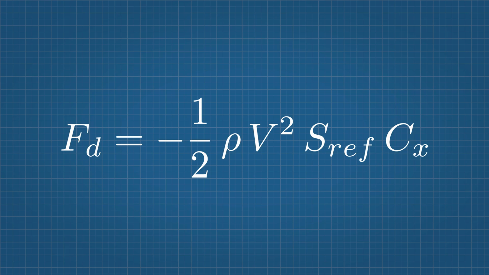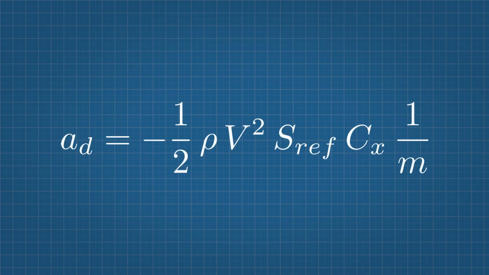V is the velocity of the object with respect to the atmosphere in meters per second, and Cx is the adimensional drag coefficient. Since this equation describes the drag force, we need to divide it by the mass of the object to obtain the acceleration due to the drag.